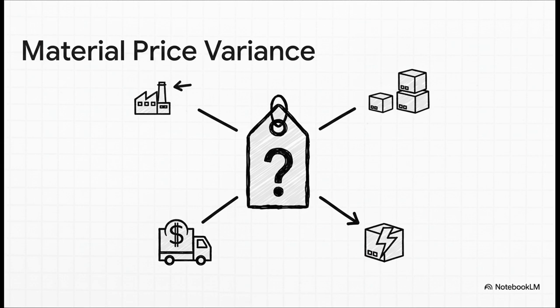Did we switch suppliers? Did we change our order size and maybe lose a bulk discount? Did we get hit with surprise delivery charges? Or, and this one happens all the time, did our inventory control mess up, forcing us to make a last-minute emergency buy at a crazy high price?